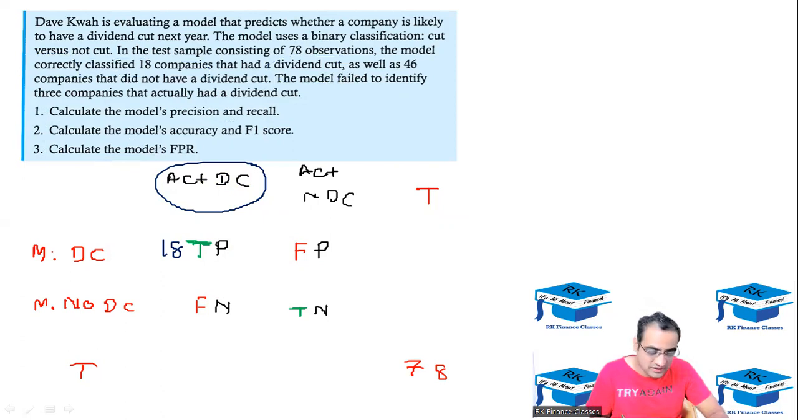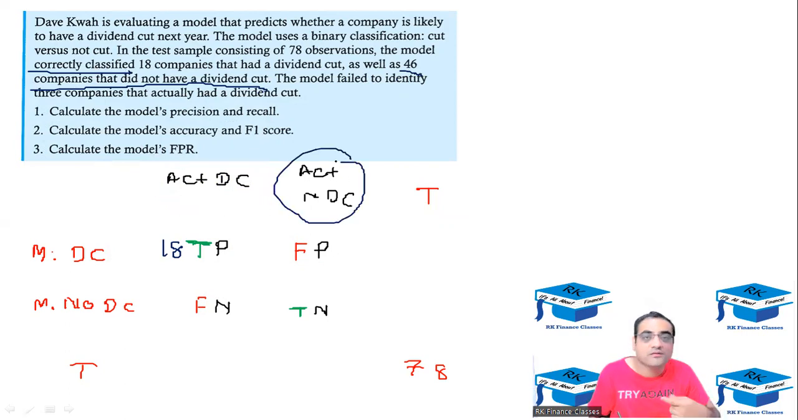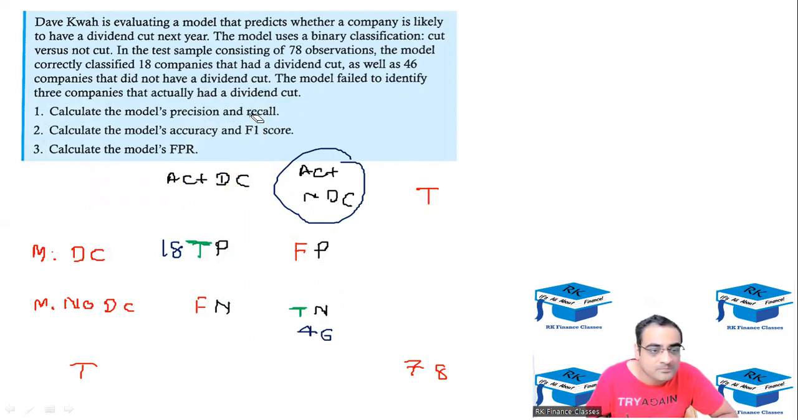The next line indicates that the 46 companies that did not have a dividend cut were correctly classified. There was no dividend cut for 46 companies and the model correctly identified them. So this is going to be those 46. The model correctly identified 46 such companies where the dividend cut was not there. And there should be one more and then we'll be able to fill in, because for now we are not able to fill in the total.